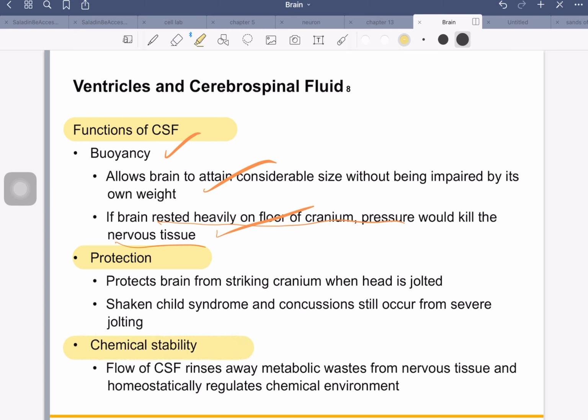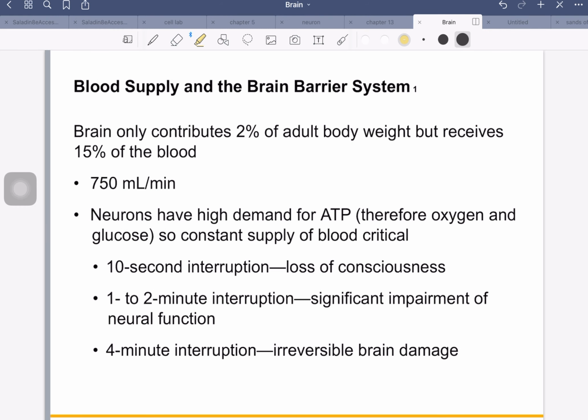Also, it provides chemical stability because we're very careful as to what we allow to enter the CSF. As you can imagine, the neurons are really dependent upon a certain environment of chemicals outside and inside them to maintain their ability to do action potentials and basically do their daily work. So we have to be very careful as to what will leave the blood and enter the CSF. Also, it plays a role in removing metabolic waste from the nervous tissue, so it also does homeostasis and removes metabolic waste.